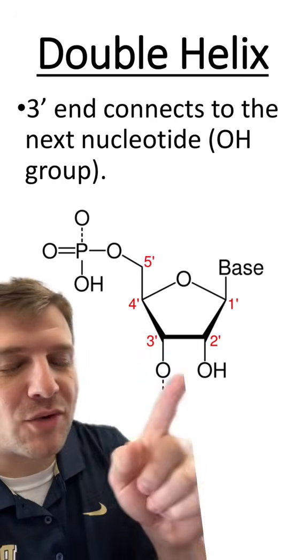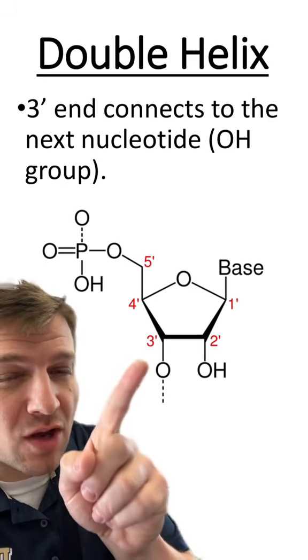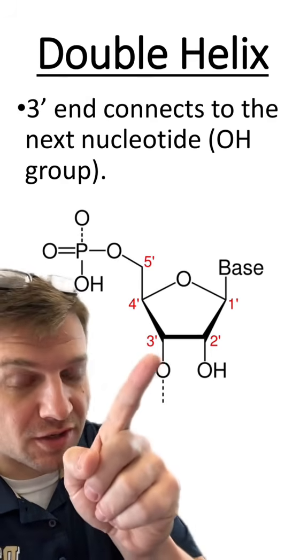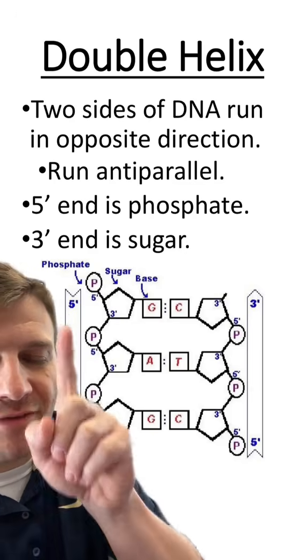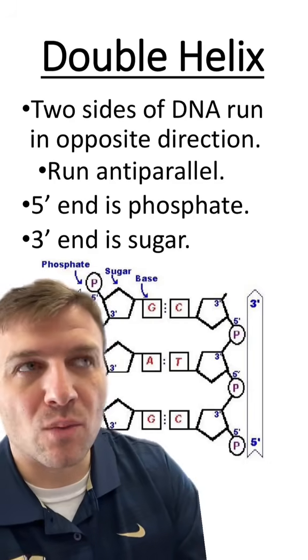The 3' end is going to connect to the next nucleotide, however, it's going to have that OH group. So that's why we call it the 3' end for the sugar. So the whole reason we use the 3' and 5' is because of the number of carbons in the sugar molecule, and those numbers represent what it bonds to.